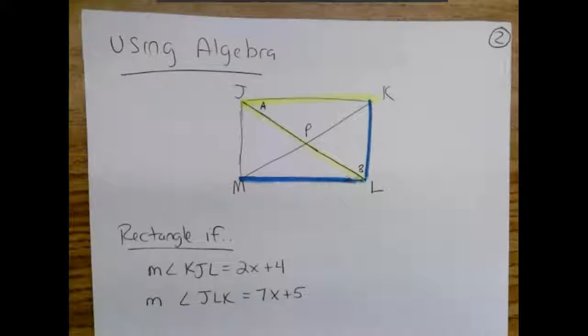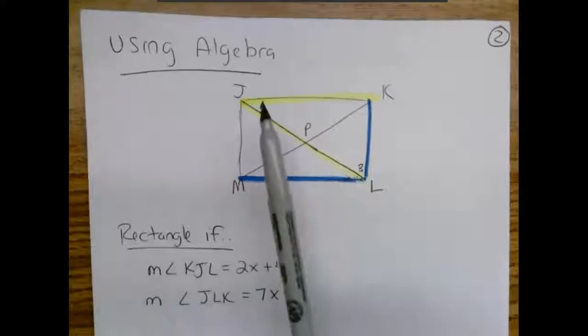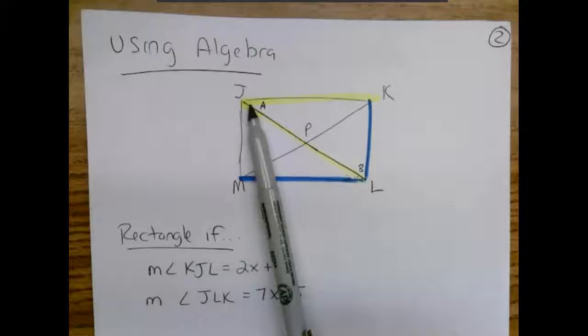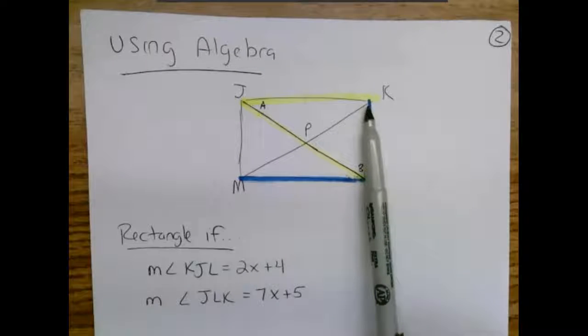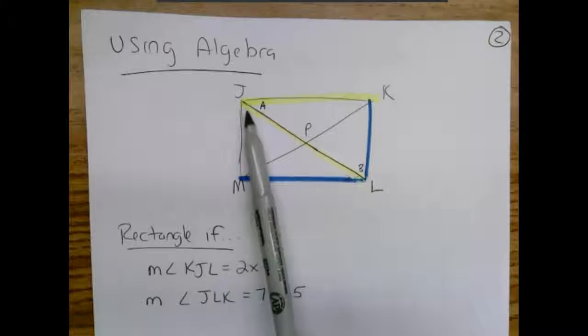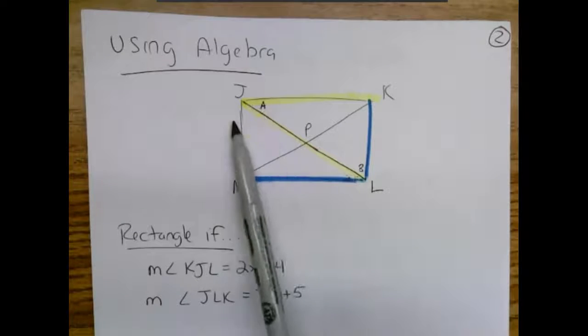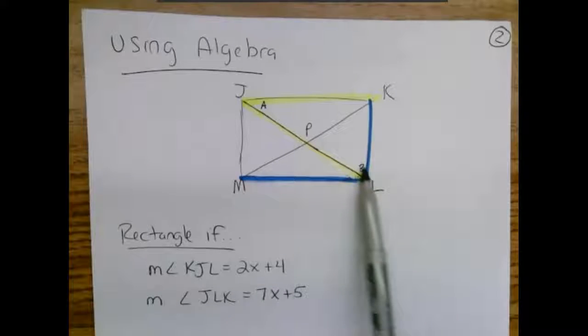Okay. So it wants us to figure out what x is for this problem. And it gives us these two measurements of algebra, 7x plus 5 for JLK for B, and KJL is 2x plus 4. And you might look at this and say, boy, if I didn't have these lines in here, I'd know that this vertex J is 90 and this vertex K is 90, and if B was across from A, I'd know together that they equal 90. But here it's not so easy.